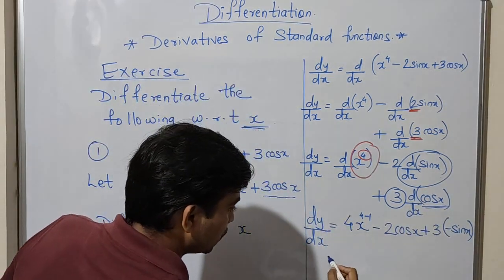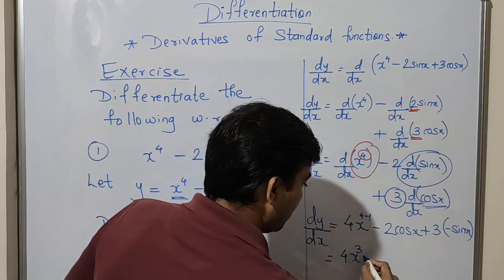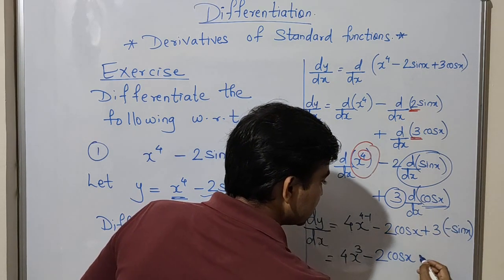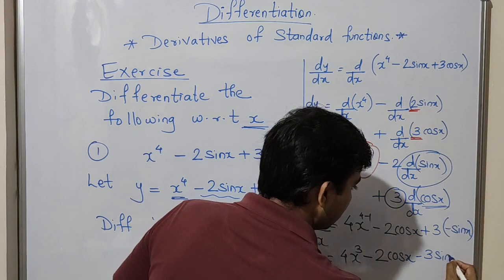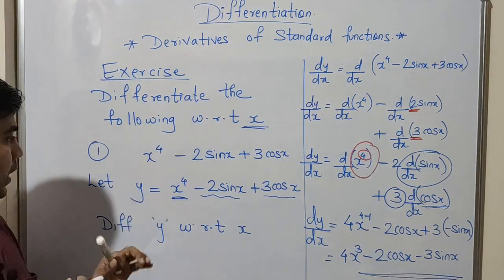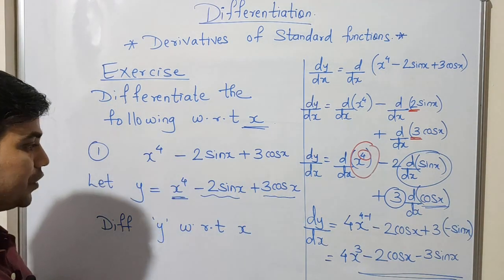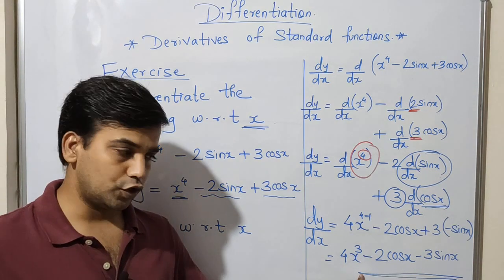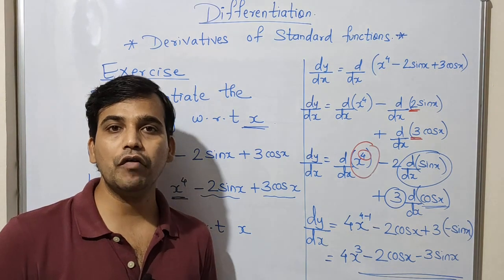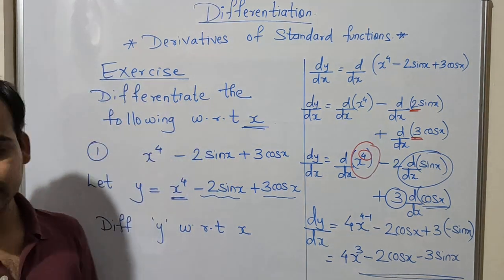So what's the last step? This will be 4 x raised to 3 minus 2 cos x plus minus 3 sin x, and we are done. So the function was x raised to 4 minus 2 sin x plus 3 cos x. When you differentiate, what do we get? 4x cube minus 2 cos x minus 3 sin x. Pause the video over here, copy the problem, then proceed. Now let us solve the second question.